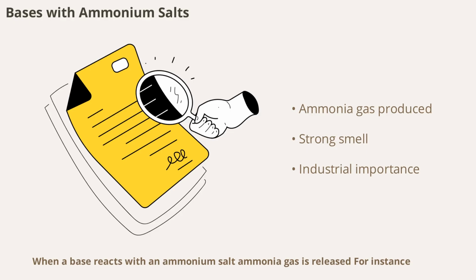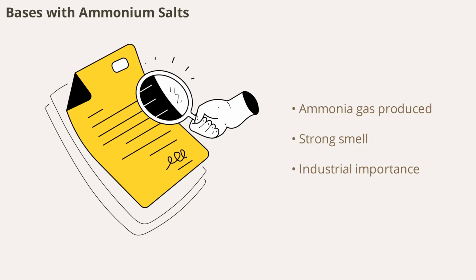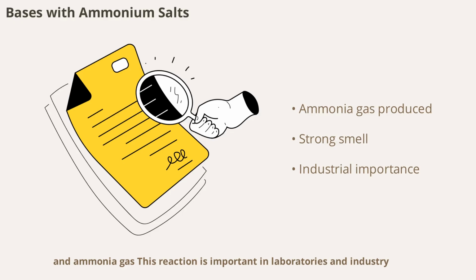When a base reacts with an ammonium salt, ammonia gas is released. For instance, sodium hydroxide reacting with ammonium chloride produces sodium chloride, water, and ammonia gas. This reaction is important in laboratories and industry, especially for producing ammonia, which is used in fertilizers and cleaning products. The release of ammonia gas is often detected by its strong, pungent smell.